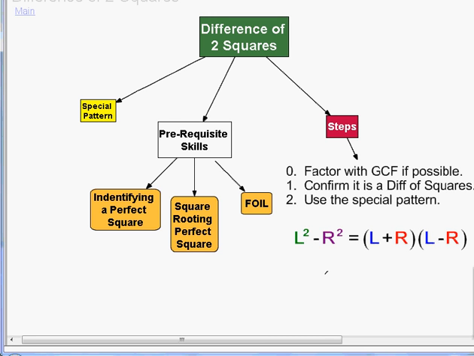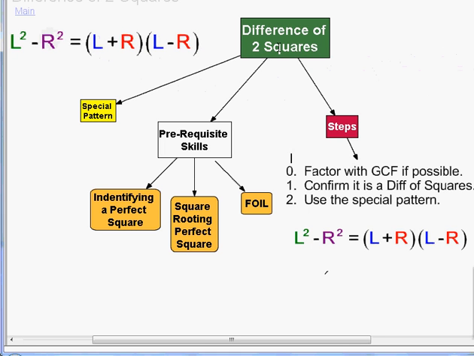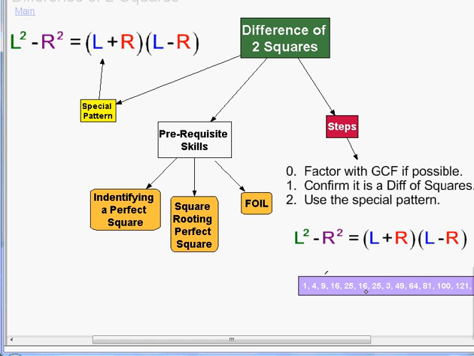Okay? So what we have here is just to review that special pattern is in fact when given the difference of two squares, we factor it into the sum of the square roots times the difference of the square roots. Okay? And again, those prerequisite skills is where really most of the work is. One is identifying a perfect square.